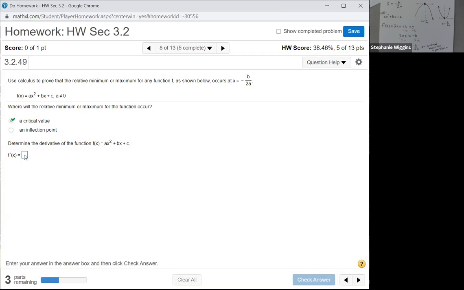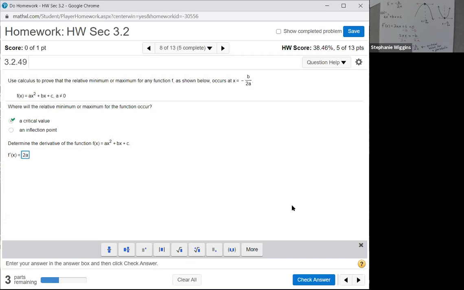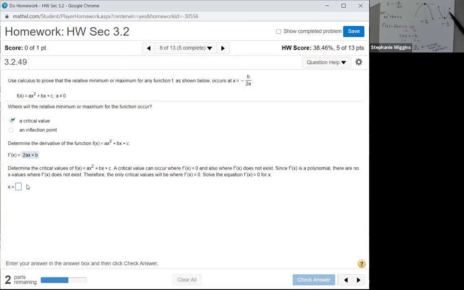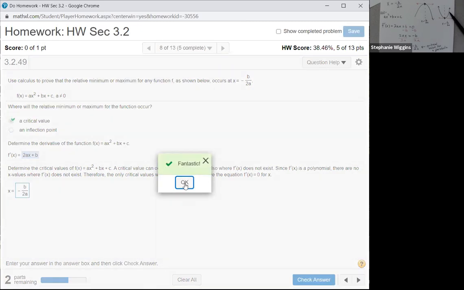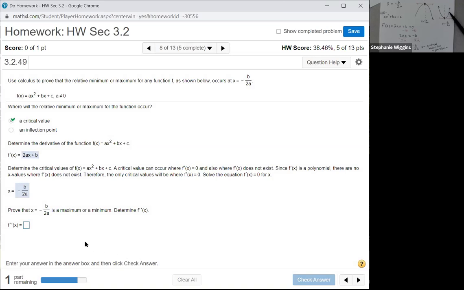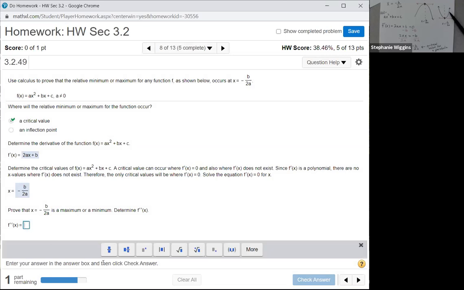Then they want you to determine what is the first derivative, and we did that. 2ax plus b was the first derivative. And then when you set it equal to 0 and solve it, you get x equals minus b over 2a. And the second derivative, if you take the derivative twice, is going to be 2a. Here's the first derivative, and if you take the derivative of that, then it's going to be 2a.